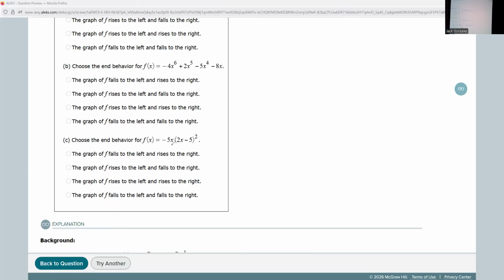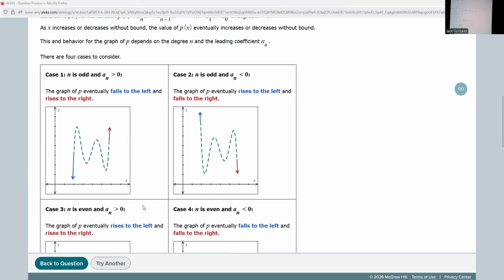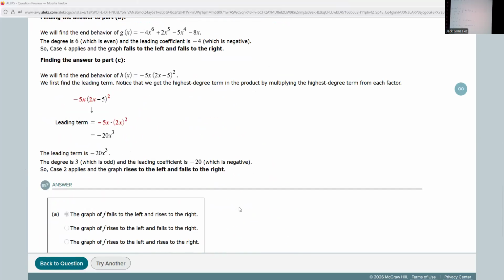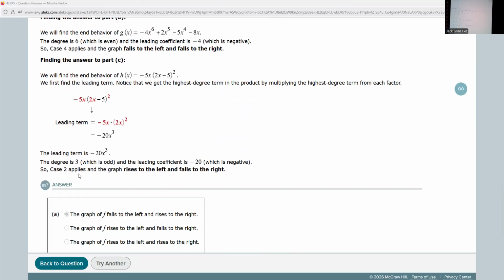Now, is it going to be negative though? That will depend on this guy and this guy. So when I multiply them out, I get a negative. So it has to be negative and odd, case 2, which is, yeah, what they say here.